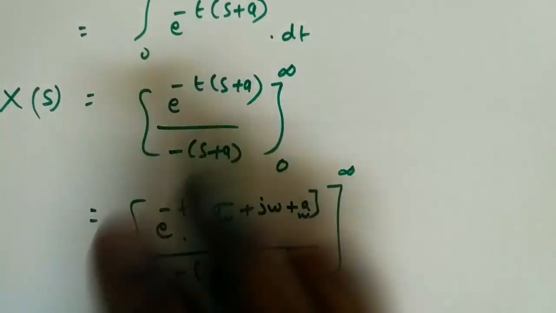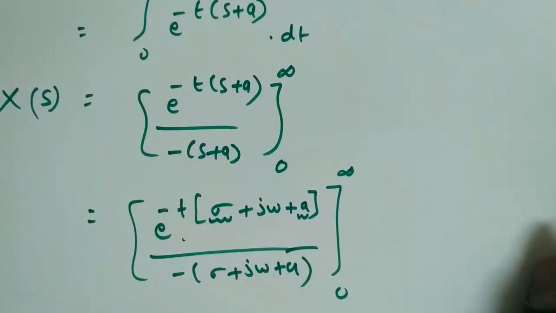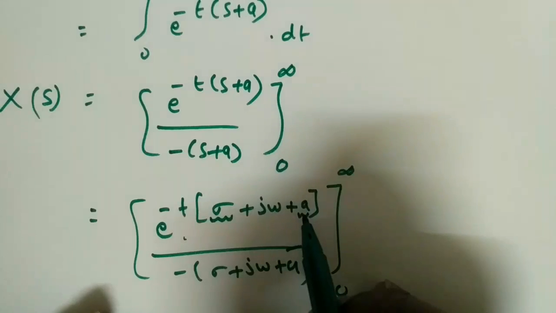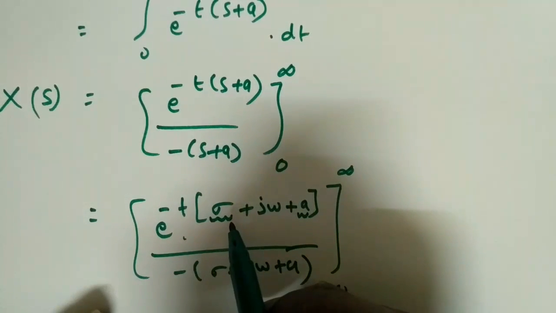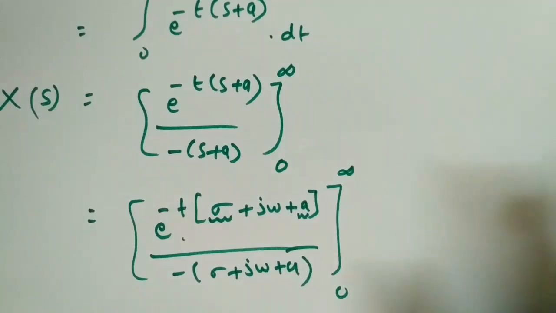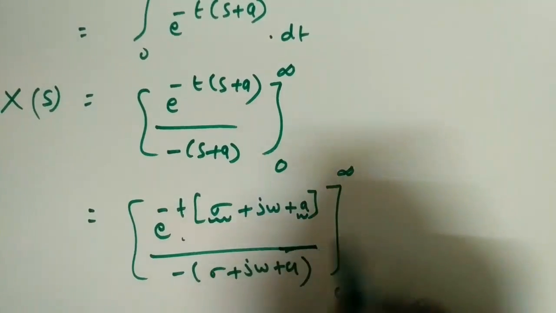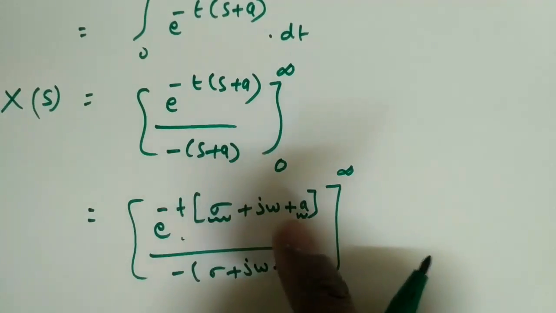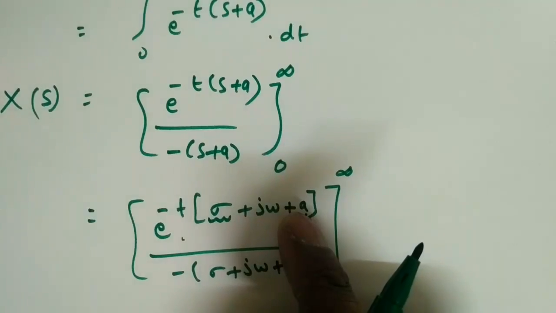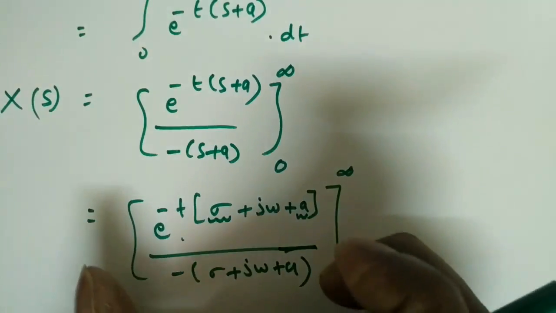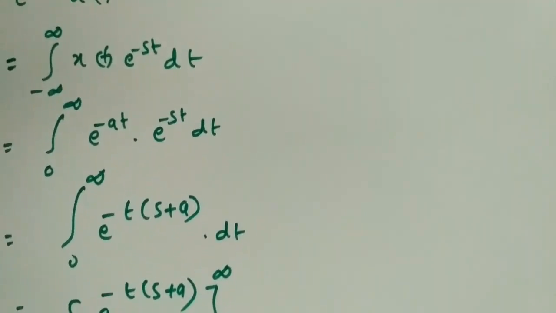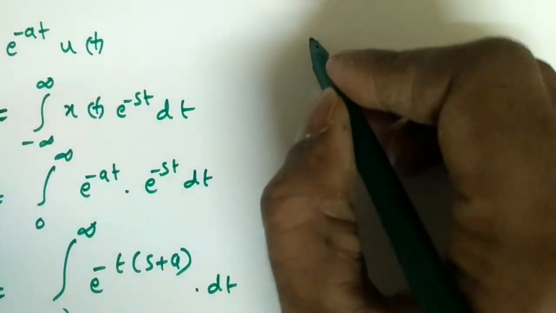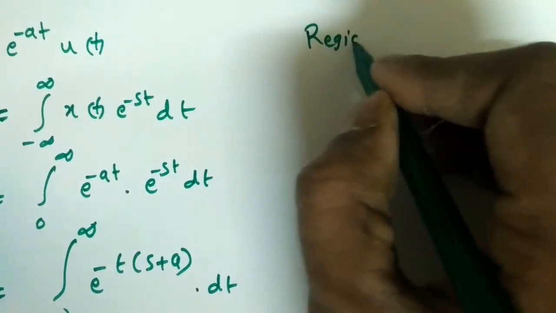That is, this integration diverges when sigma plus a is less than 0. Yes or no? So that's why the condition comes: what are the values of a, or sigma plus a, for which this integration or this term will converge. That is the main important parameter in the Laplace transform. It is generally called the region of convergence.